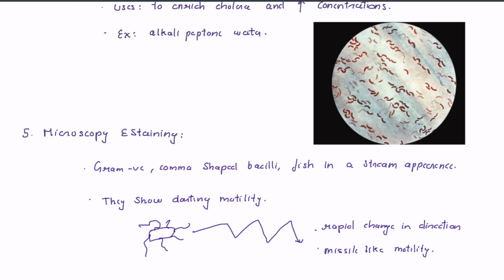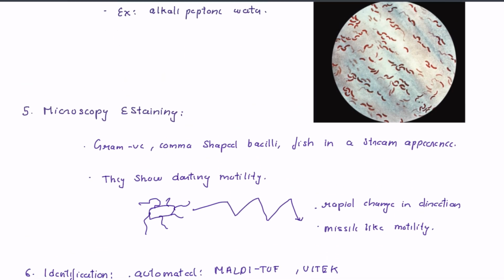So, microscopy and staining. As it is gram negative, as you can see, it is comma shaped, and it looks like a fish in a stream. If you have ever seen a stream, you can see that fishes keep moving like this, haphazardly and fast. That is how they show. That's called darting motility, and it's fast and rapidly changes direction.